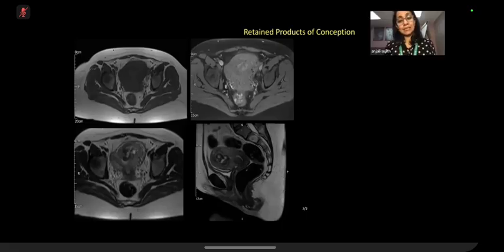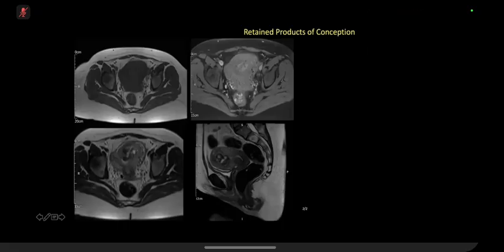Yeah, good. So we've already seen it's got blood flow within it in the ultrasound. So this is a retained product of conception. But again, you do need to demonstrate the vascularity to confirm it. Look at the T2 image here. Is there anything else that you would like to add?